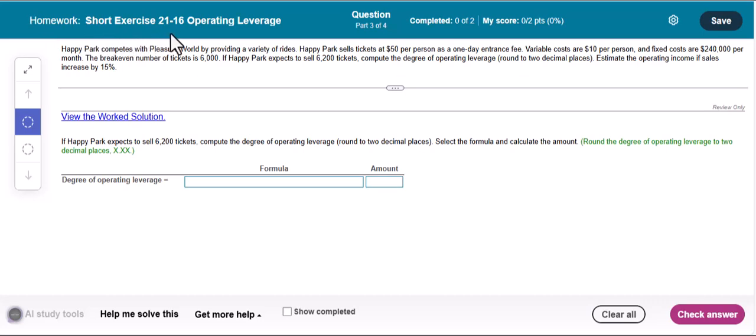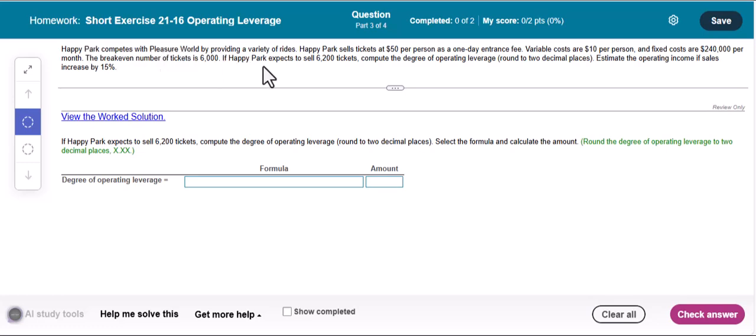Short exercise 21-16, operating leverage. Happy Park competes with Pleasure World by providing a variety of rides. Happy Park sells tickets at $50 per person as a one-day entrance fee. Variable costs are $10 per person and fixed costs are $240,000 per month. The break-even number of tickets is 6,000.